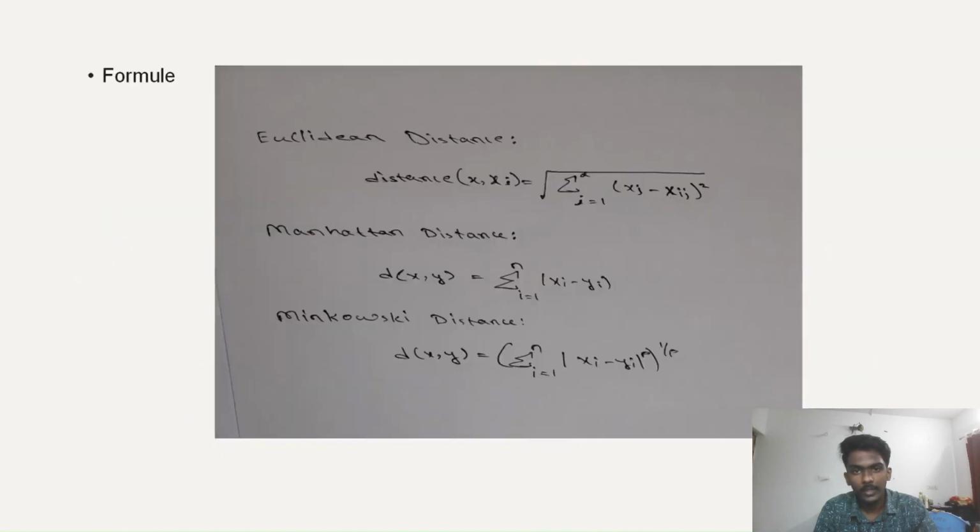Now, we have formulas for the Euclidean distance, Manhattan distance, and Minkowski distance. Once check these three formulae.